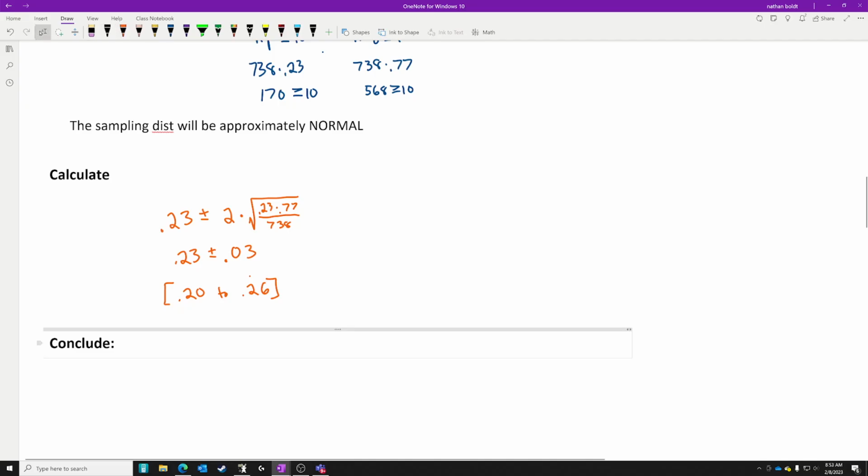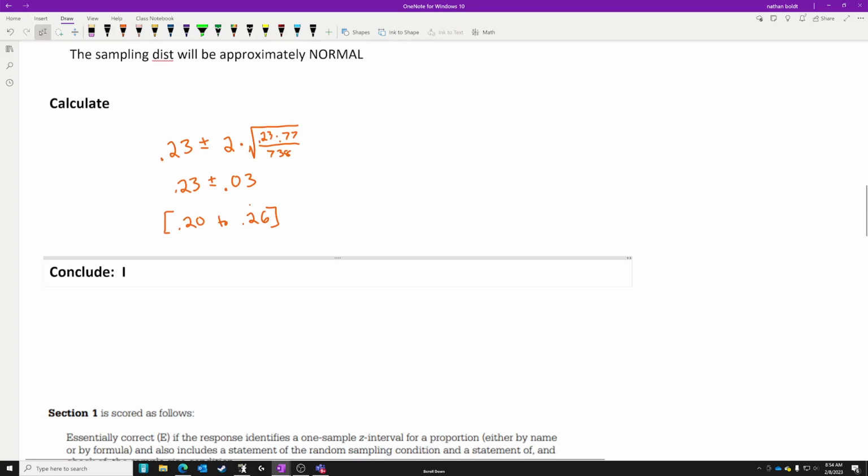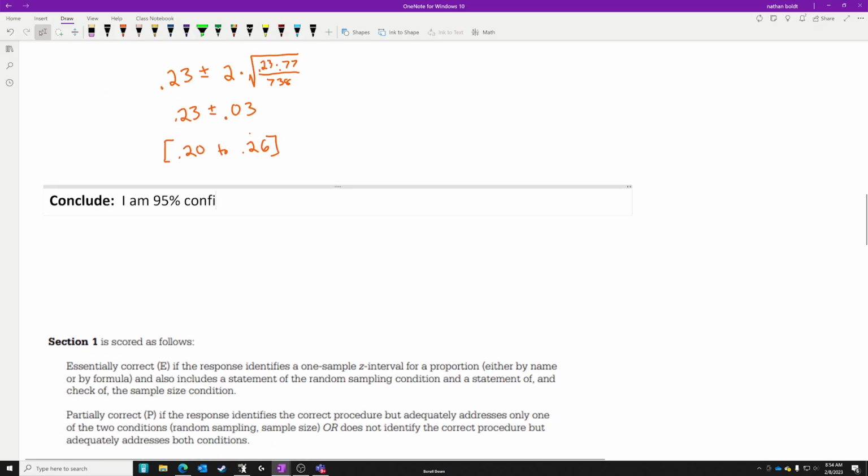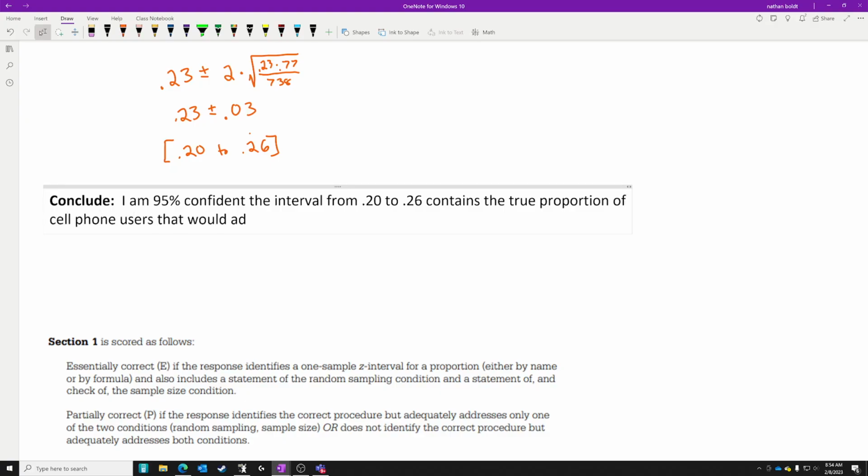Now I can write my conclusion. I am 95% confident the interval from 0.20 to 0.26 contains the true proportion. All right, context time. What were we talking about again? Proportion of cell phone users that would admit to running into something.